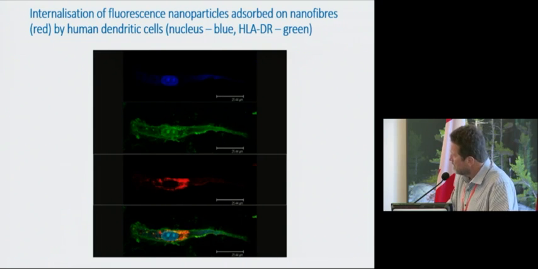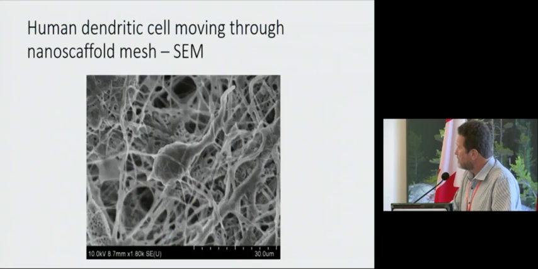The red is the fluorescent nanoparticles. And biocompatibility is also very high. Here you can see how a dendritic cell is going through the mesh of this material.